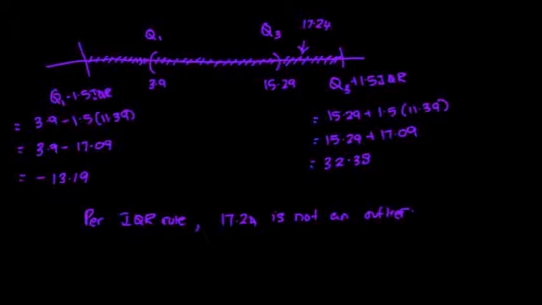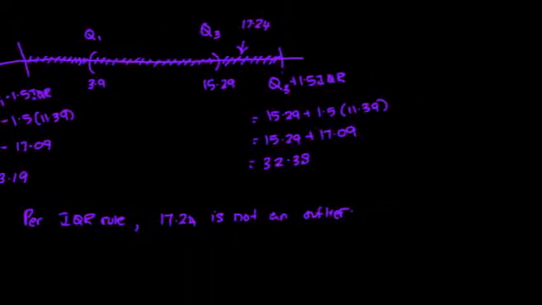Please note that the sketch that I drew is not to scale. Don't let it confuse you. 15 is over here, and that is 32.38. And you might wonder, how did 17.24 get there? It's not to scale. I'm just pointing out that 17.24 falls somewhere between 15.29 and 32.38, and it is within the acceptable range of the sample for it to be considered as not an outlier.